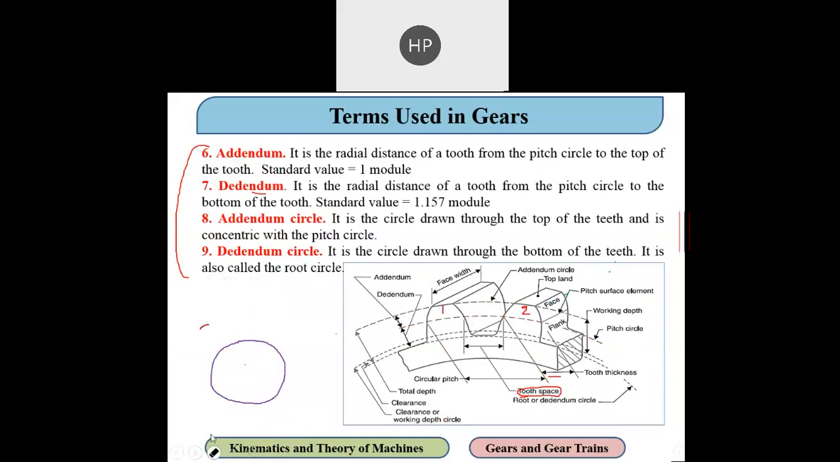If I take one point, actually this is the pitch circle. Now if I take this point on tooth 1 and the same point on tooth 2 and measure that distance, that is known as the circular pitch. What I have drawn earlier, that is the circular pitch. That is another definition.